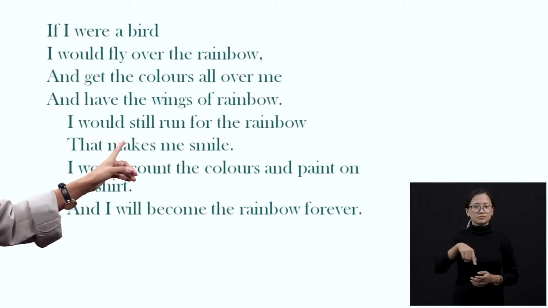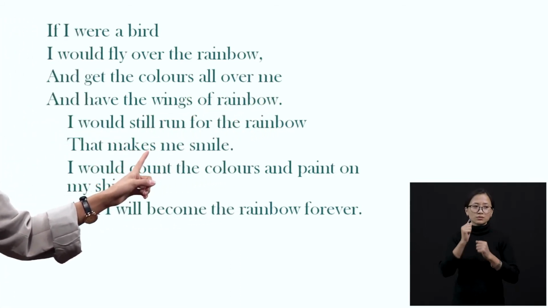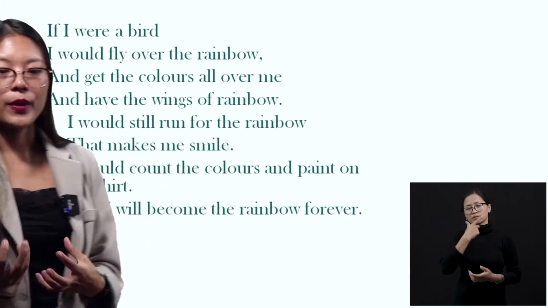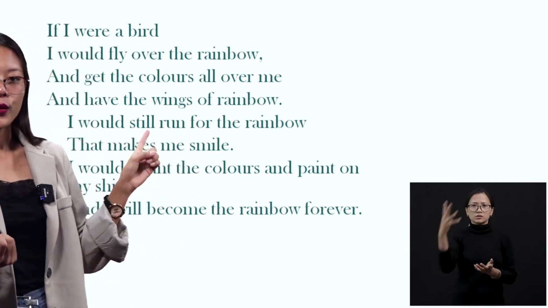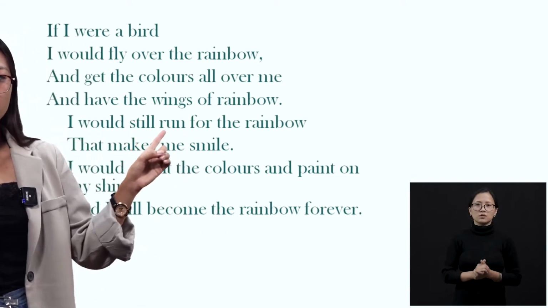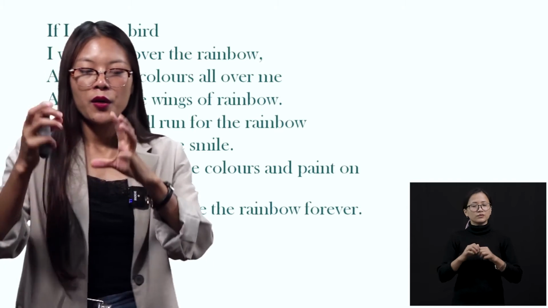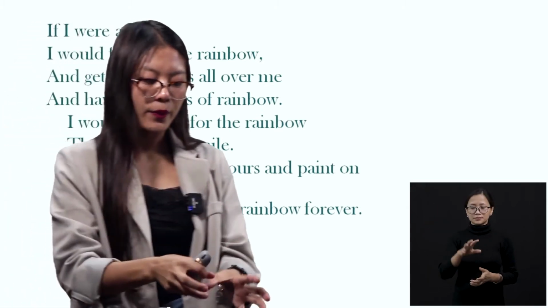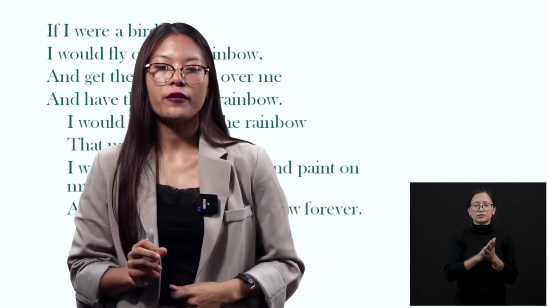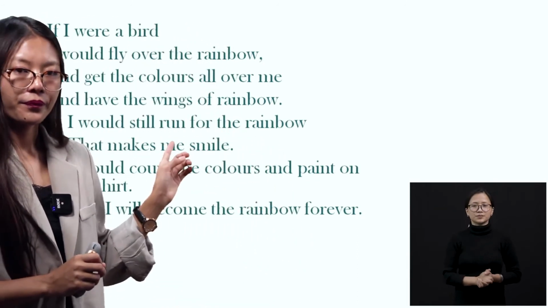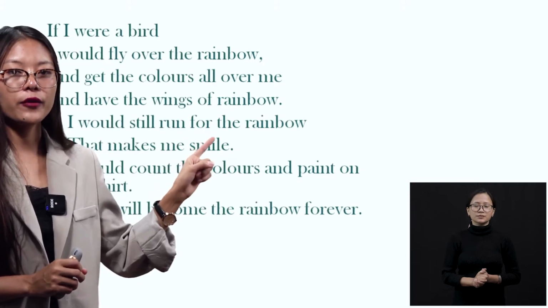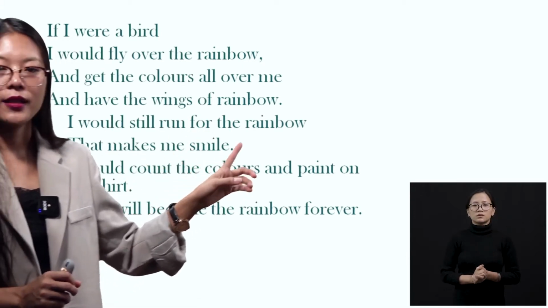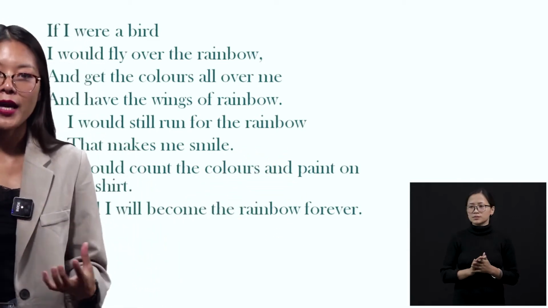Now, next line, I would still run for the rainbow that makes me smile. See, the boy is very happy when he sees the rainbow, right? So, he is saying that I will still run for the rainbow. That means when he sees the rainbow appearing, he will run and then he will get to a place where he can see a proper view of the rainbow, okay? So, the boy is saying that he will run for the rainbow because it makes him happy. See, that makes me smile. See, the rainbow makes the boy very happy, okay?